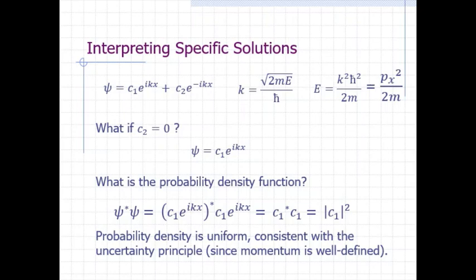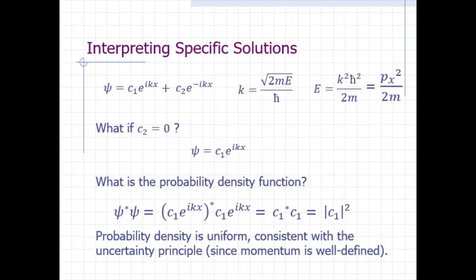This is consistent with the uncertainty principle, since this particular state has a well-defined momentum. We know how fast the particle is moving and in which direction. But we have absolutely no idea where the particle is going to be if we try to locate it.